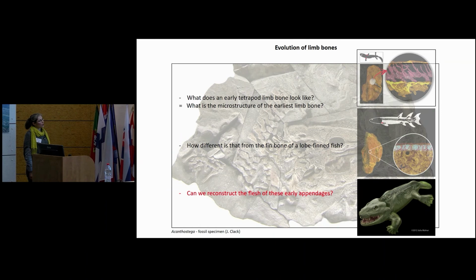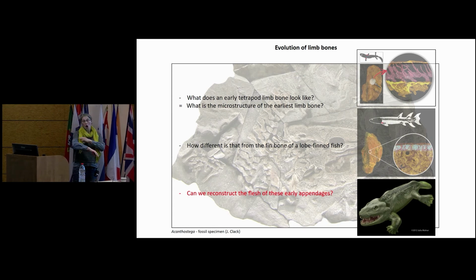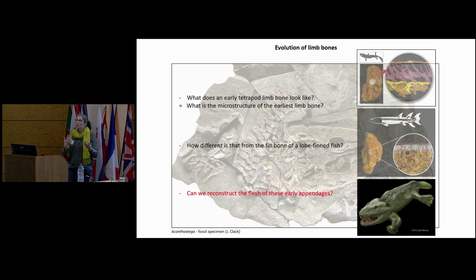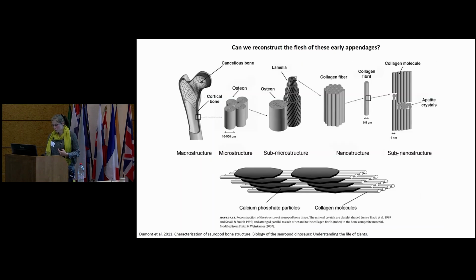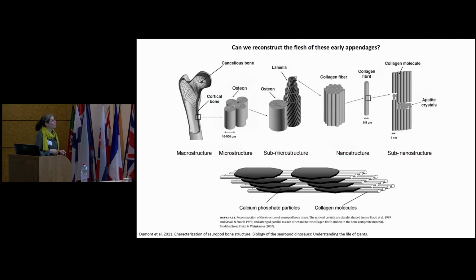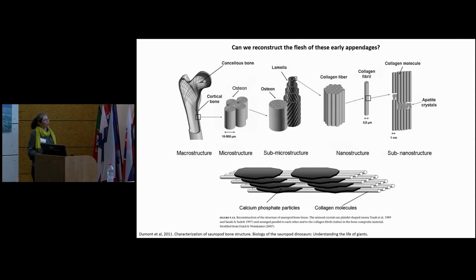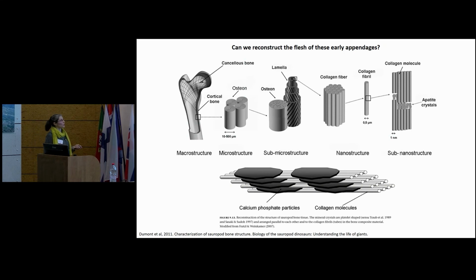So now let's investigate the reconstruction of the flesh. The flesh is the soft tissues on top of the skeleton. Because it's important, when you investigate the fin to limb transition, to understand the development of the bone, but as well of the soft tissue, the muscles, for example. So is it possible to reconstruct the flesh in these animals?